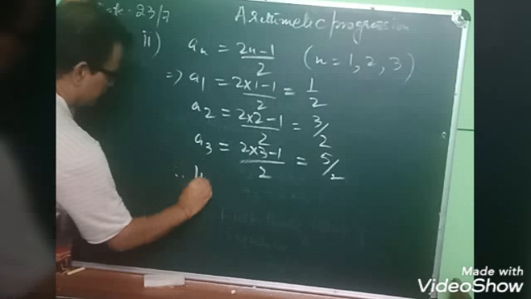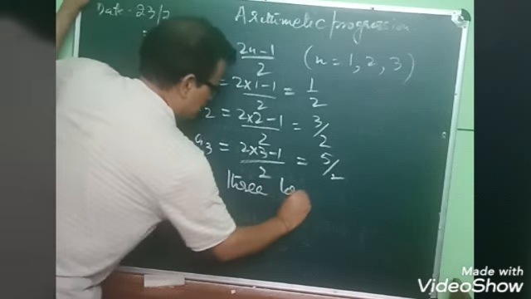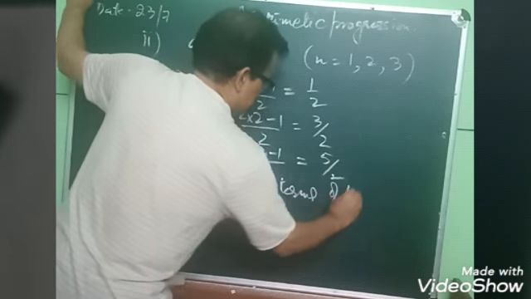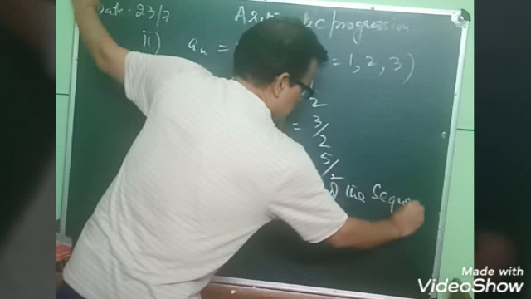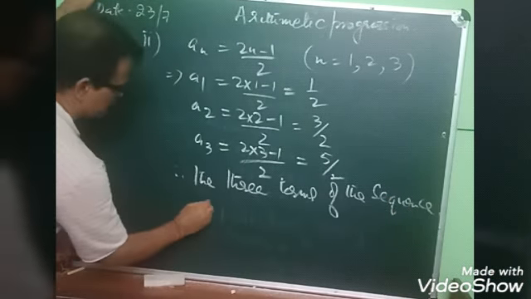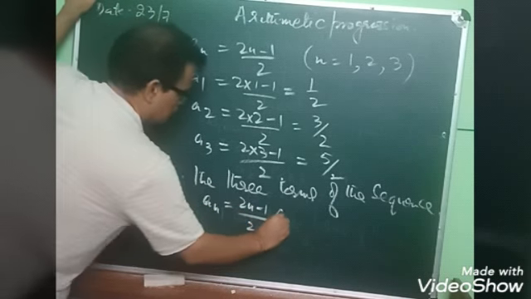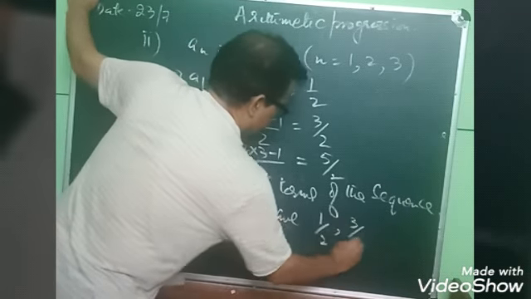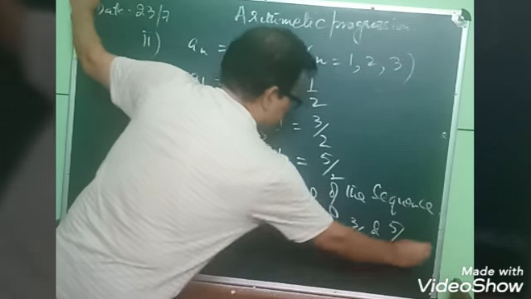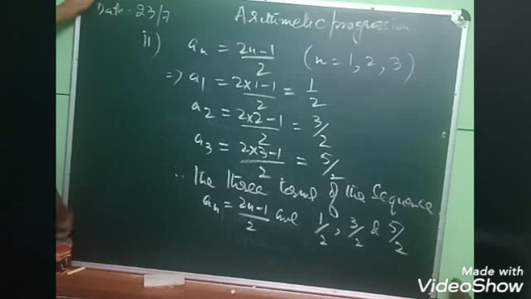Therefore, the three terms of the sequence an is equal to 2n minus 1 upon 2 are 1 by 2, 3 by 2, and 5 by 2. These are finite sequences. Now we will write infinite sequences.